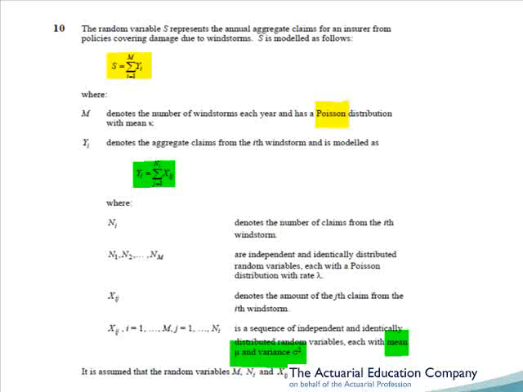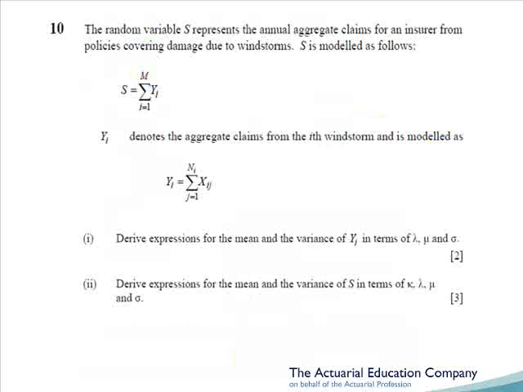Well, what are we asked to calculate here? We're asked to get the mean and variance of Yi. Well, Yi, as I said, is simply a compound Poisson. And so all you're going to do is use the mean and variance formula for a compound distribution given on page 16 of the tables. So for example, E of Yi will equal E of Ni times E of Xi.